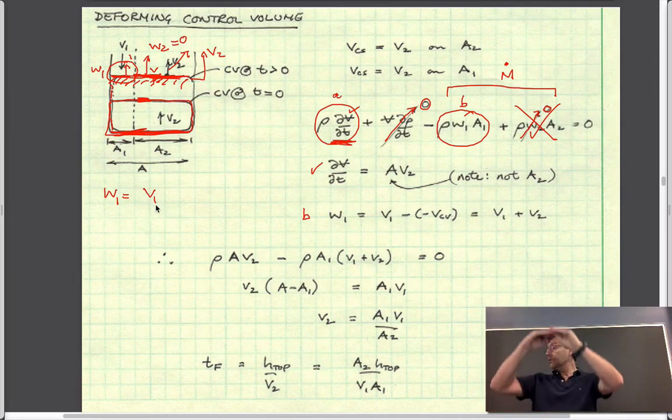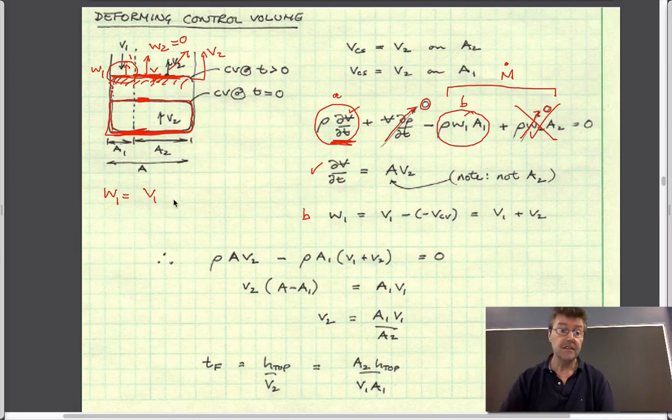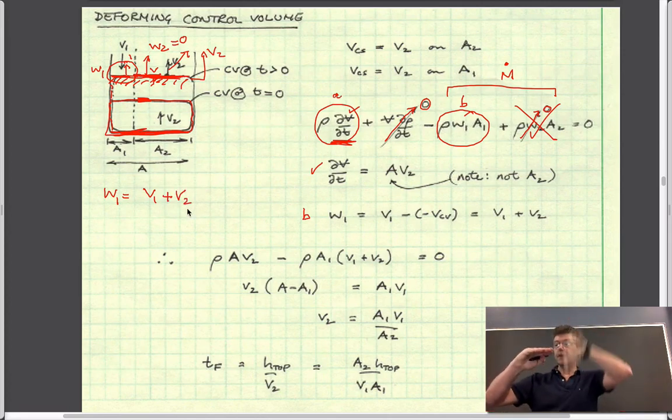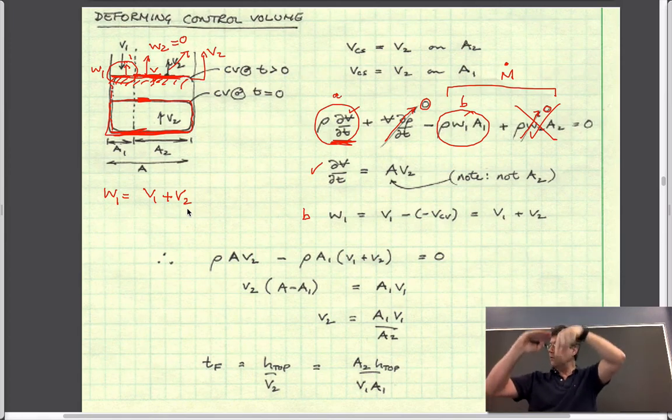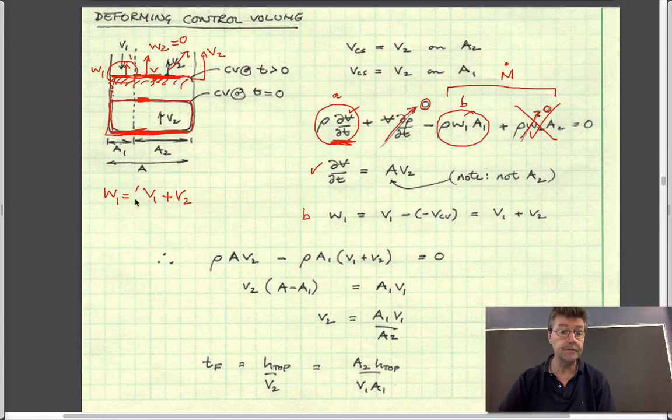But the surface is also going up at v2. And so that means it adds to the velocity, right? Static surface, water comes across it at v1, it's coming in at v1. It keeps on coming in at v1, but the surface is moving up at v2, then it's just the sum of those two. And so the relative velocity is those.